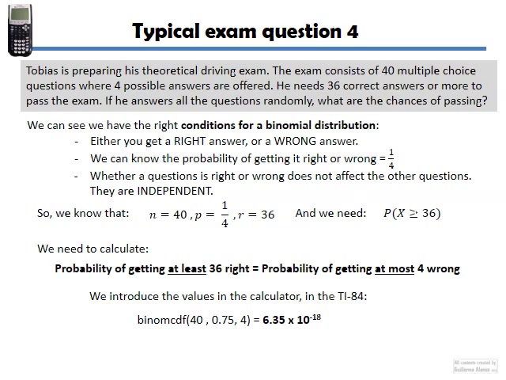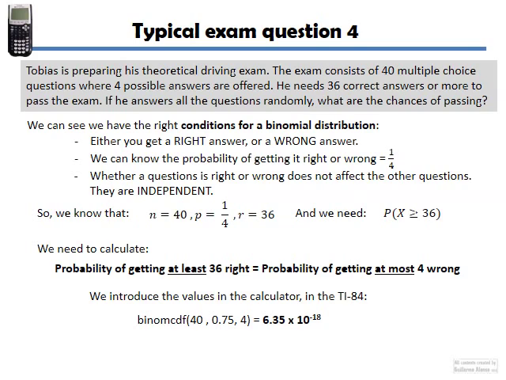So what I'm writing here is, hey, I'm going to take this test. 40 questions. 40 times I'm going to answer a question. The probability that I get it wrong is 0.75. And I can get at most 4 wrong. And I can calculate, and this is the answer.